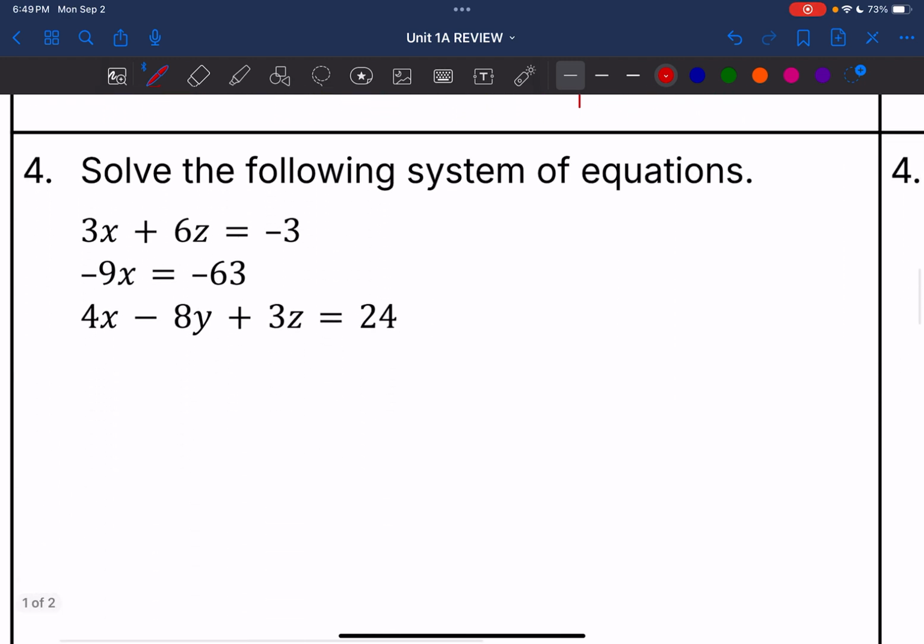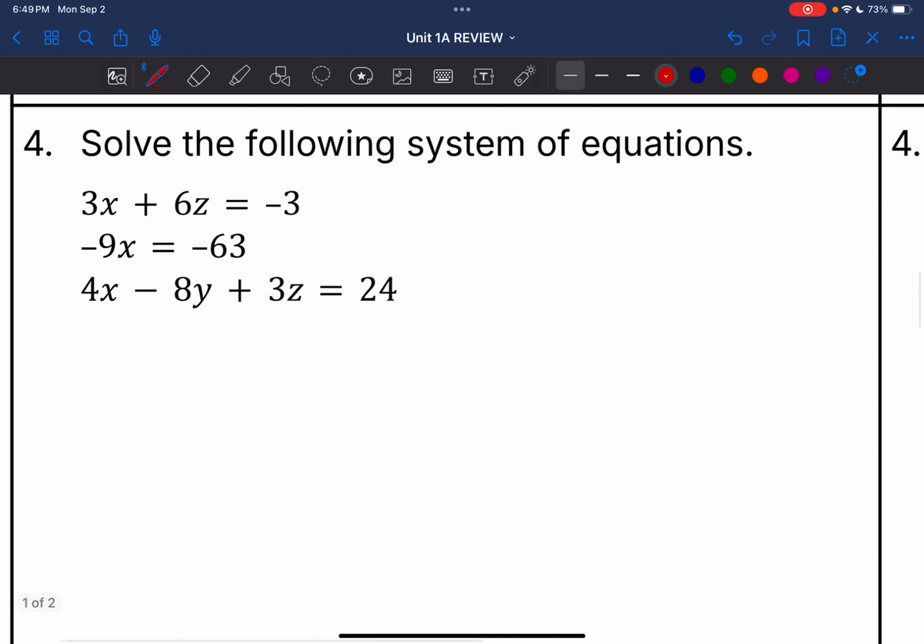Okay, example 4. Now we're going to start solving a 3-variable system. So 3 equations, 3 letters. So it gets a little bit tougher. It's not super difficult, it's just very tedious, so it's super important that you keep everything organized. So I'm going to start by numbering my equations. So equation 1, 2, and 3.